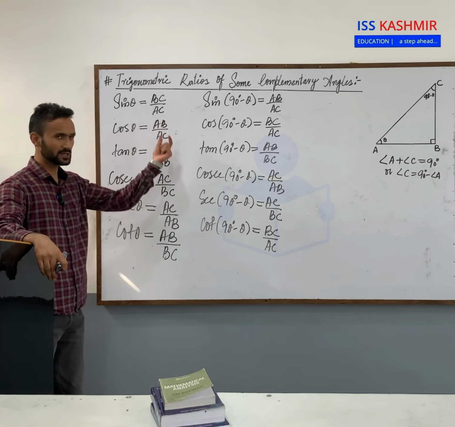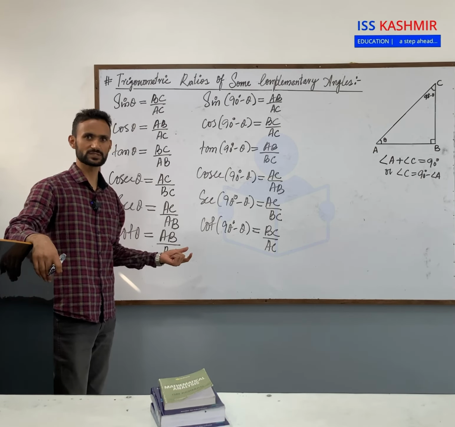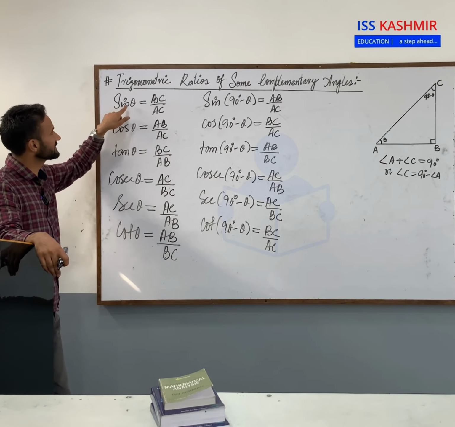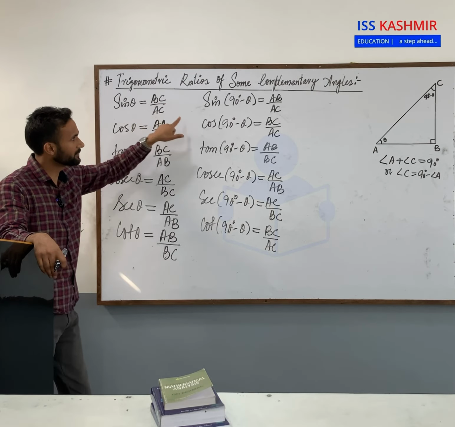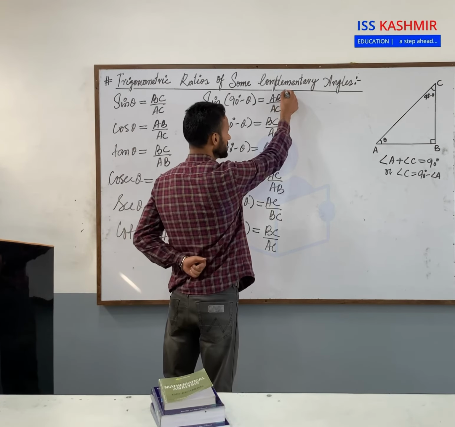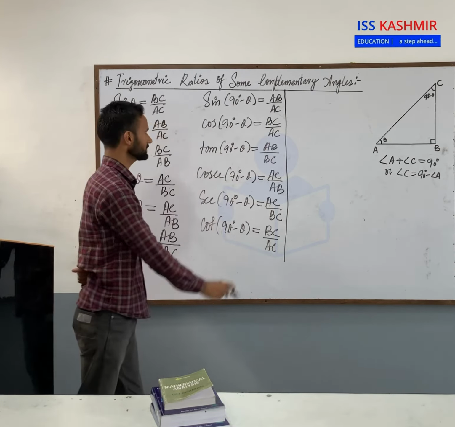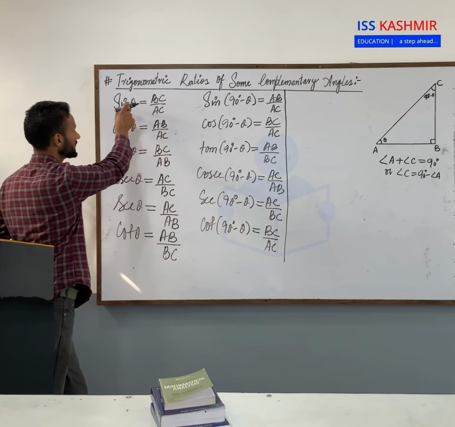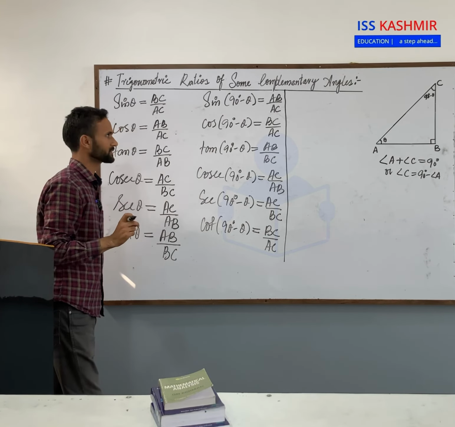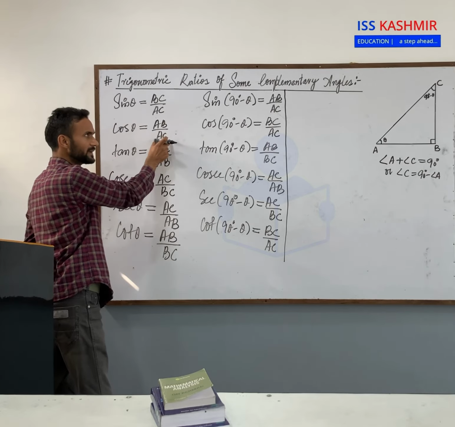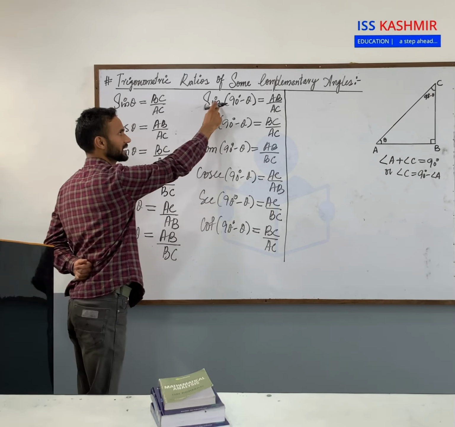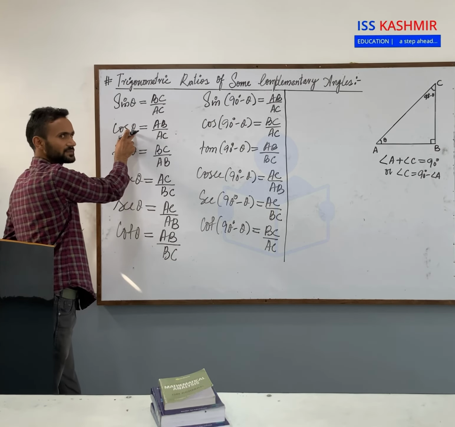Now, if we compare these two sets of trigonometric ratios, that is for theta and 90 minus theta, we can see that sine theta is equal to BC by AC. But from here, cos of 90 minus theta is also equal to BC by AC. So, we can say that cos of 90 minus theta is actually equal to sine of theta. Similarly, cos of theta is equal to AB by AC, but here sine of 90 minus theta is also equal to AB by AC. So, we can say that sine of 90 minus theta is actually equal to cos of theta.